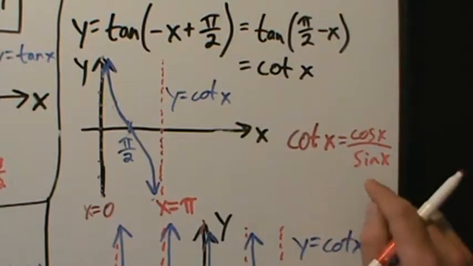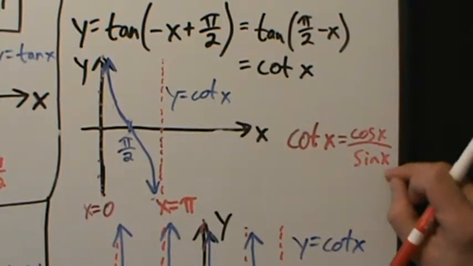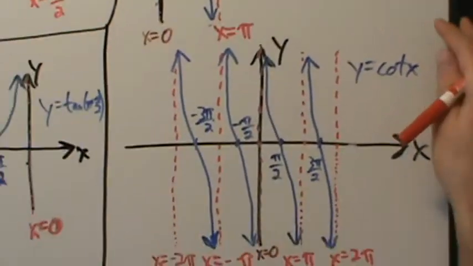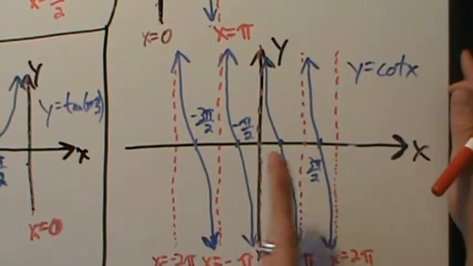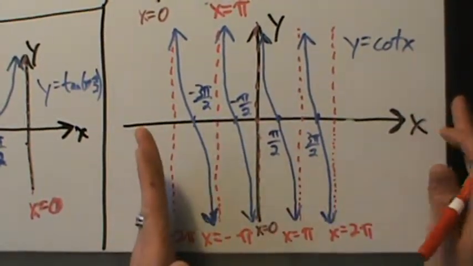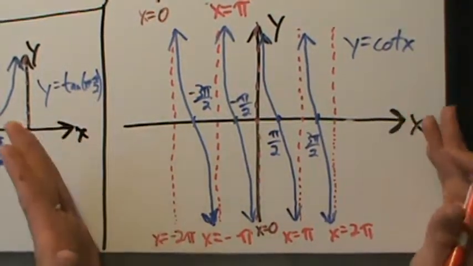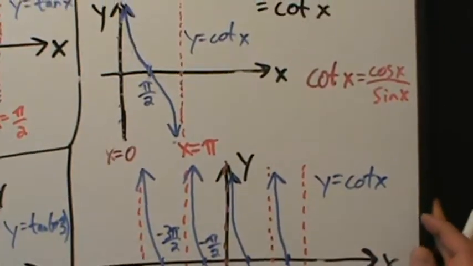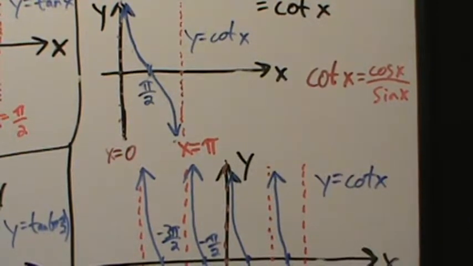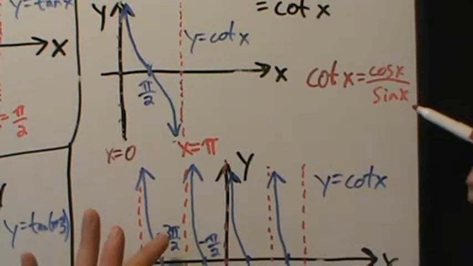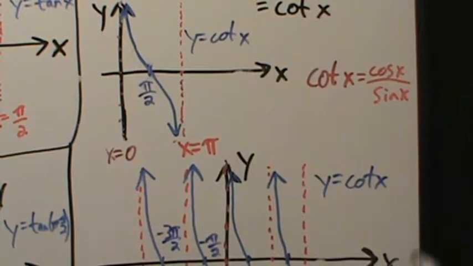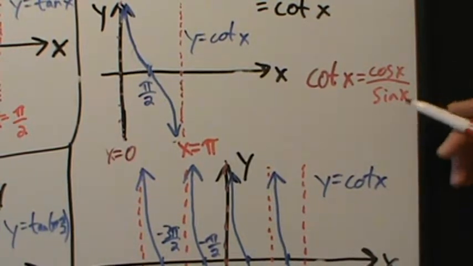Cotangent has vertical asymptotes when the bottom is 0, when sine is 0. Sine is 0 at 0, pi, 2 pi, negative 2 pi, 3 pi, negative 3 pi, 4 pi, negative 4 pi, and so on and so forth, right? So, just like with the tangent function, there are vertical asymptotes when the denominator is 0. There are x-intercepts when the numerator is 0. They just happen to be at different values of x, okay? But it's just the same thing in general. X-intercepts when the top is 0, vertical asymptotes when the bottom is 0.